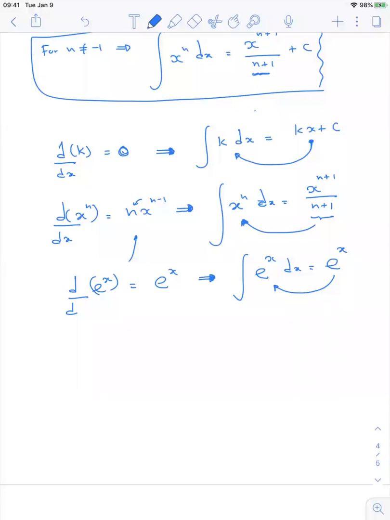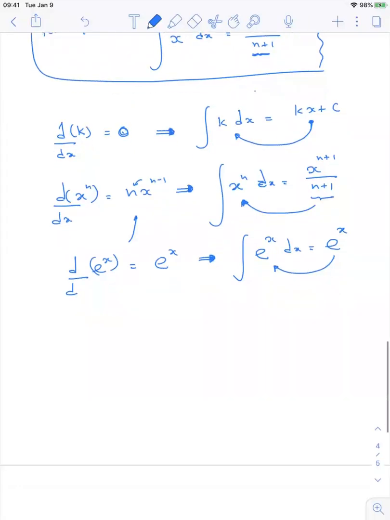Now, let me just go for one example here. When you integrate something, you can verify that way whether your answer is correct or not, right? So this is how you do that.